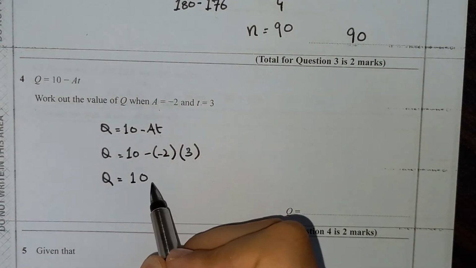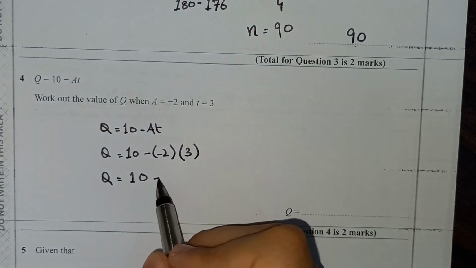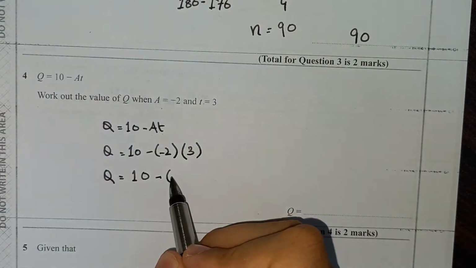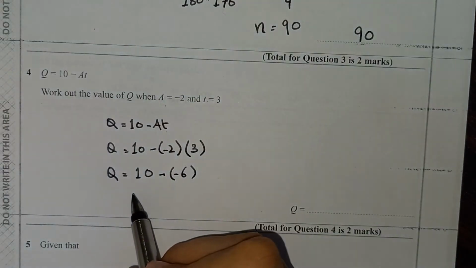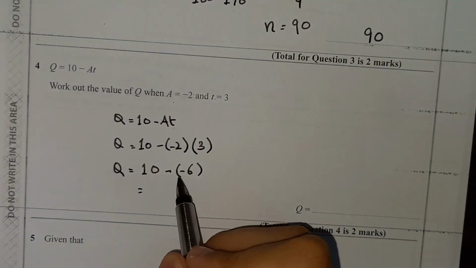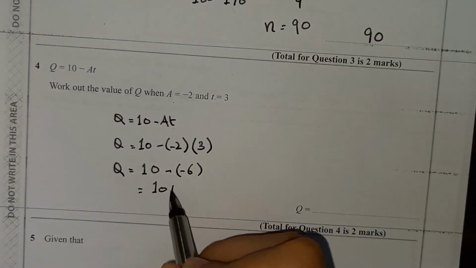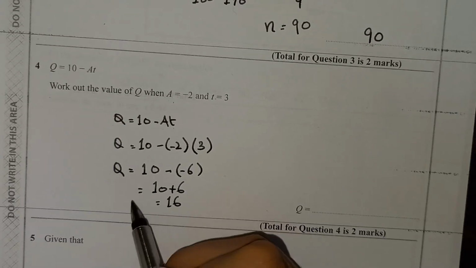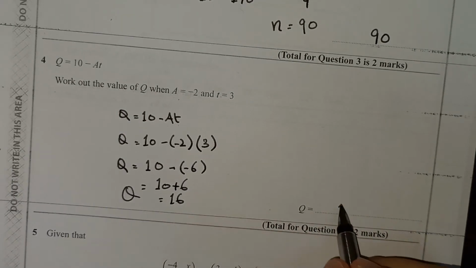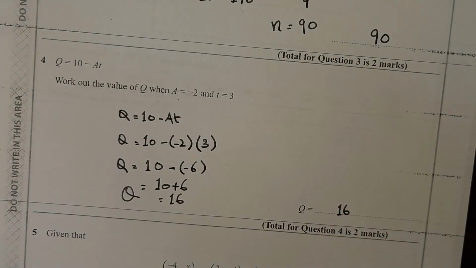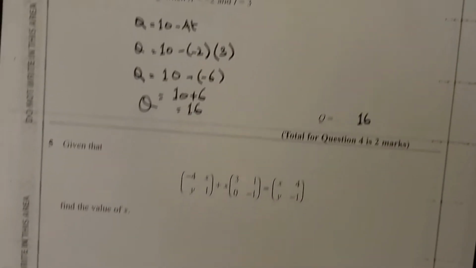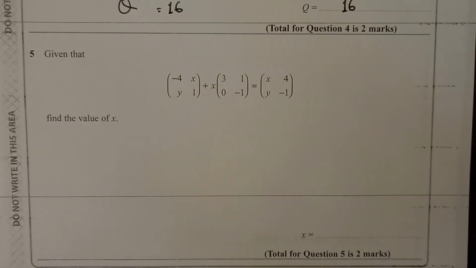10 minus -2 multiplied by -3 is -6. So 10 minus, multiplied by minus, makes it positive. So your answer will be 16. And you're done with this question as well. We're moving on to question number 5.